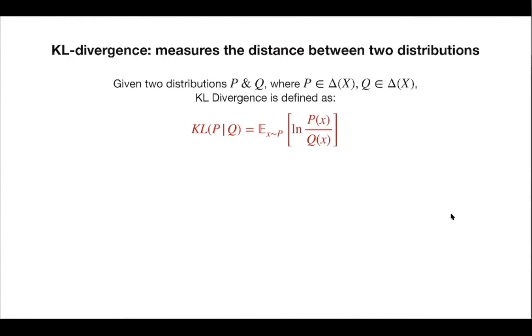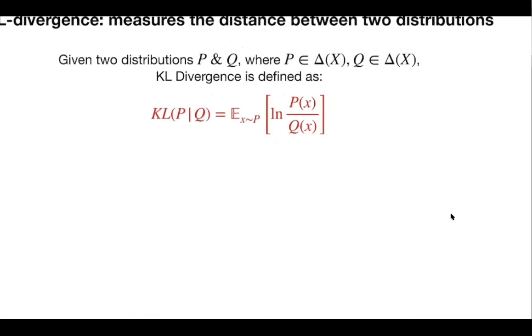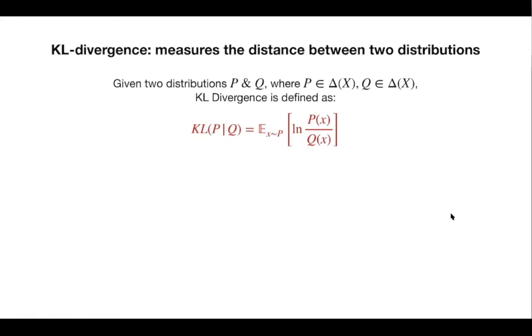Okay, so let's talk about KL divergence. KL divergence is a measure of the distance between two distributions, how different two distributions are, right? So this is the definition of KL divergence. If I have two distributions, P and Q, the KL divergence is defined as the expectation under the first distribution, and inside the expectation, it is the log of the ratio of P over Q.